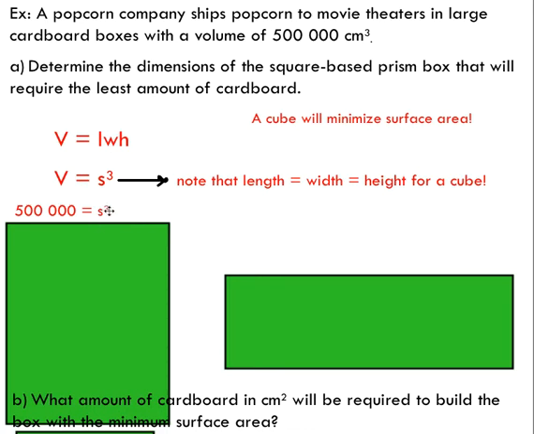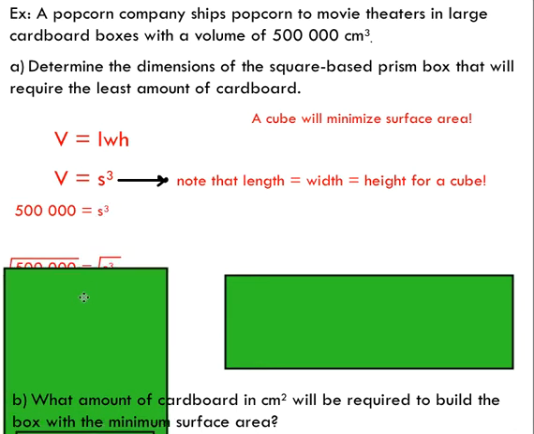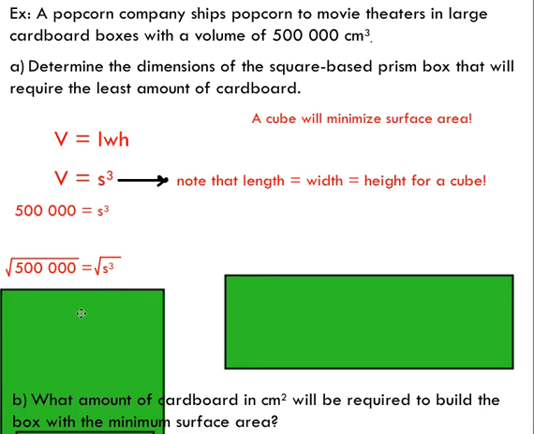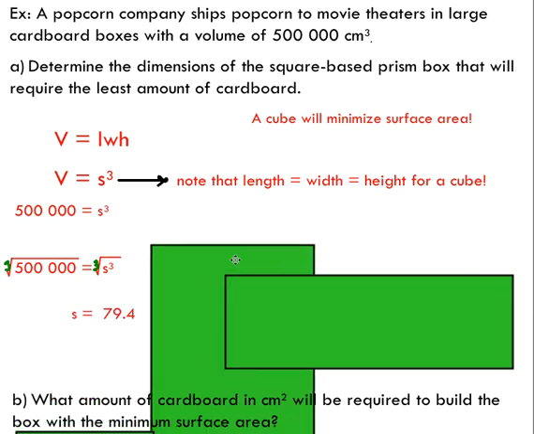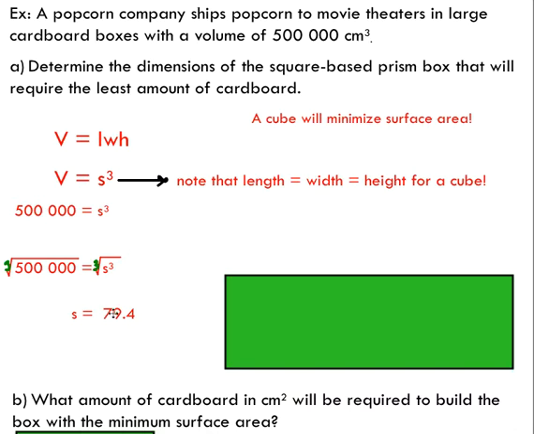To get rid of this cubed, this 3 that's in the power here, all I need to do is take the cubed root. Now that might not be familiar to you, but it's exactly the same as getting rid of a square. We take the square root. In this case, we take the cubed root, and we write that with a tiny 3 in front of the root sign. So I just place it right inside that little nook there. So that's the cubed root. And when I take the cubed root, I end up getting 79.4 centimeters.